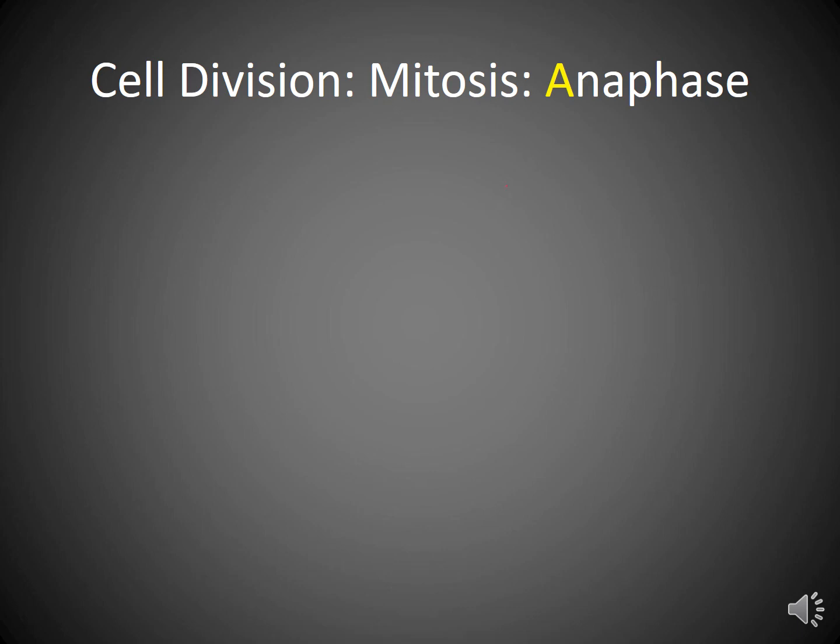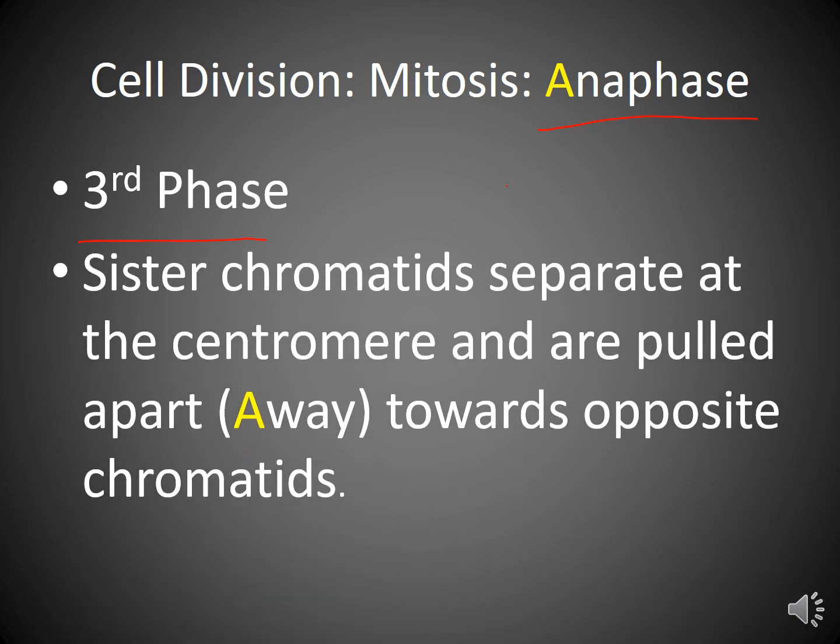So, anaphase. This is our third phase. So sister chromosomes separate at the centromere and they are pulled apart. So where's the centromere? What holds the chromosomes together, right? That little middle part. Remember, that is your centromere. So now they're pulled apart. So anaphase, I move away.